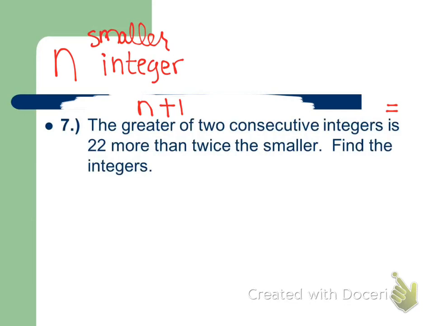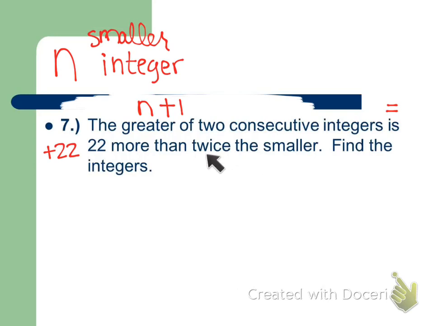Is 22 more, addition. Thank you, Danielle. Sorry, Deja. You guys sit right next to each other. I hear voices. It happens. All right. Adding what? 22. So we're adding 22. Twice the smaller.